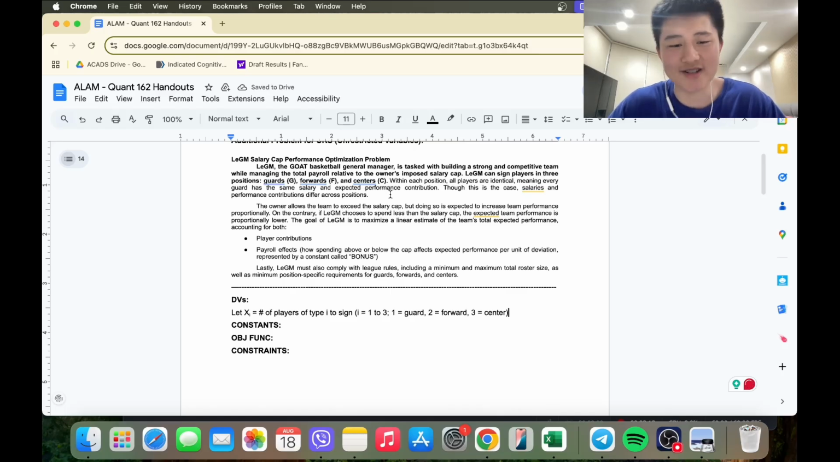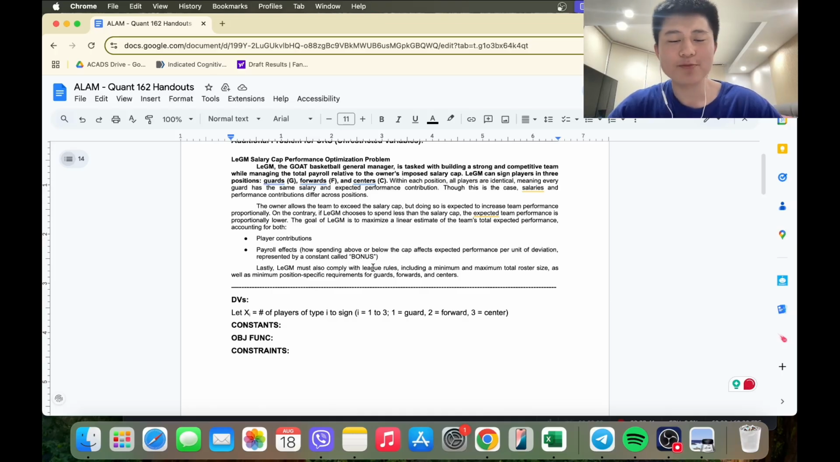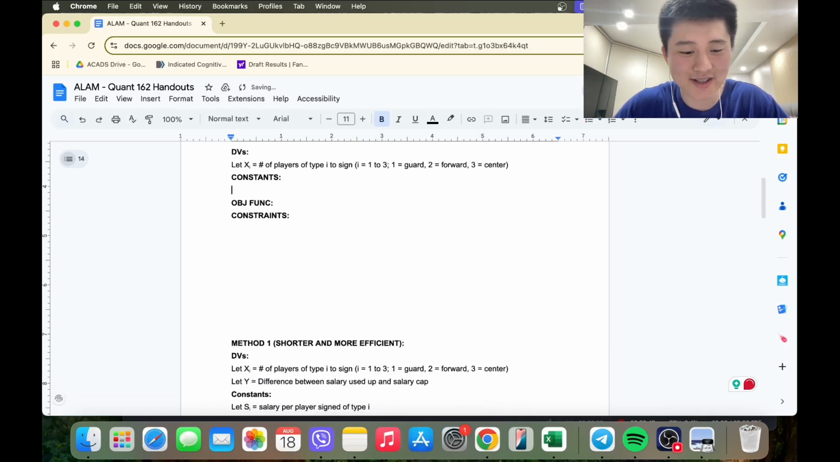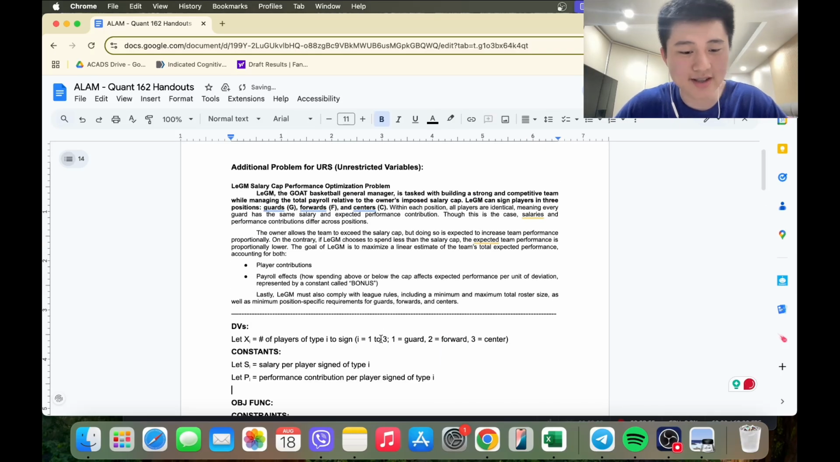Then next is this. I'll show you my thought process. Within each position, all players are identical, meaning every guard has the same salary and expected performance contribution. Though this is the case, salaries and performance contributions differ across positions. So here we know that there's a specific salary and performance contribution per type or per position. It's basically not something we decide on but given to us, we just don't know it. It just exists, so that's a constant. Basically we're done with this.